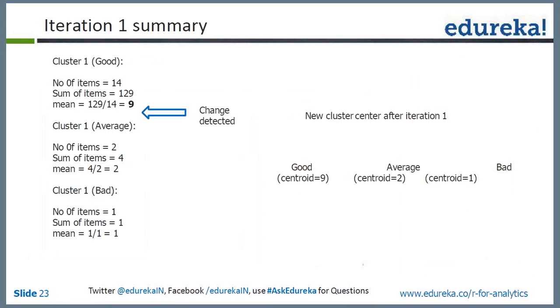So the distance keeps moving. As I told you, the center keeps shifting every time. Again, the sum of items is 129, and again the mean is taken. Earlier it was 3, now it has become 9, so there is a change. Similarly, the average cluster remains 2 and the bad also remains 1 here. Then look at the centroid.